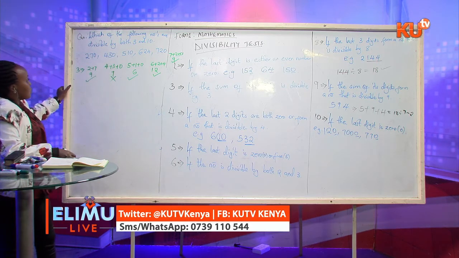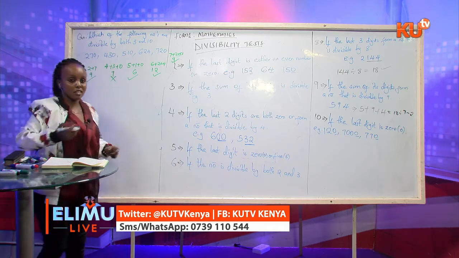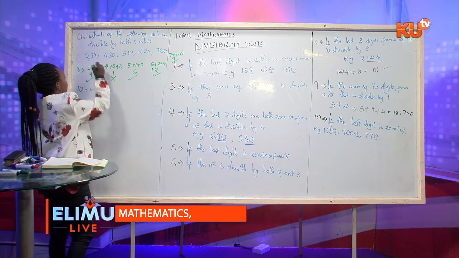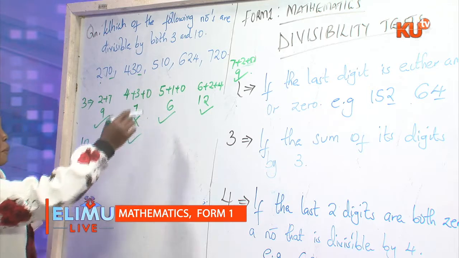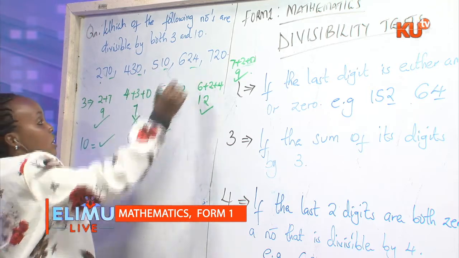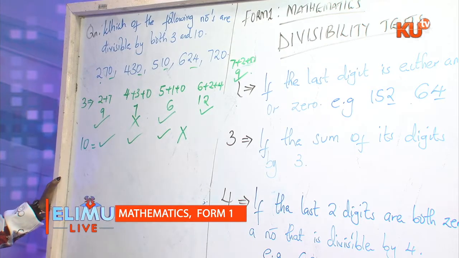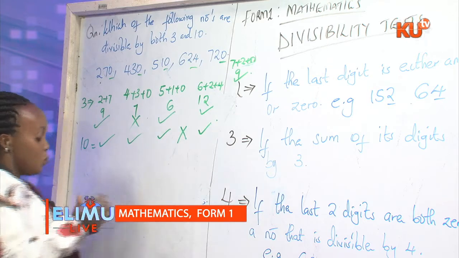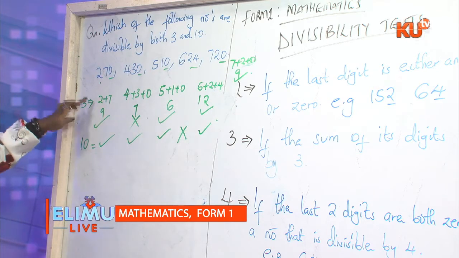So let us find whether they are divisible by 10. A number is divisible by 10 if the last digit is 0. So for this number, the last digit is 0, so it is divisible by 10. Also this one too. 624 is not divisible by 10 because the last digit is 4, it's not 0. And lastly, 720.